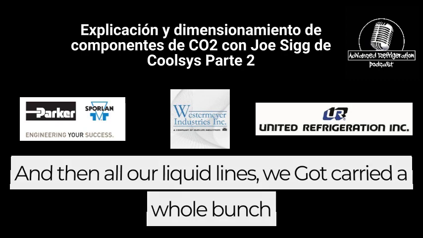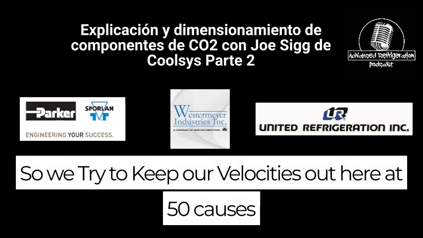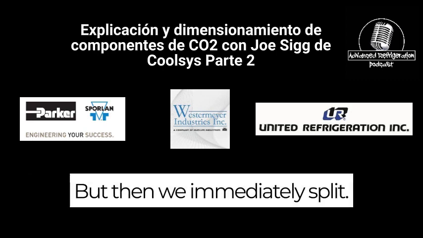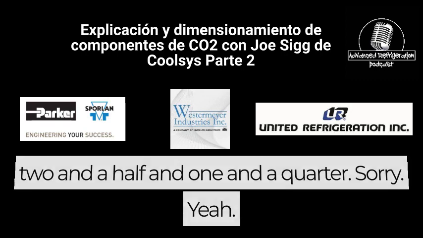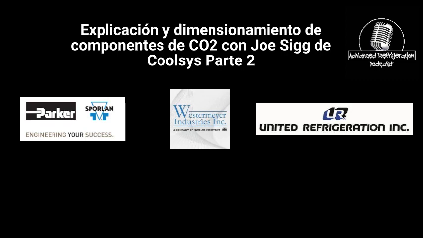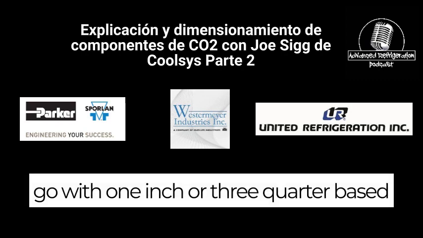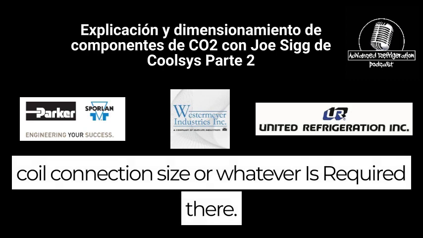And then on our liquid lines, we've got to carry a whole bunch of liquid out. So we try to keep our velocities under 50, which causes us to go with the 3-inch line from the main, but then we immediately split once you get in the building, go to 2.5 and 1.5, or 2.5 and 1.25, sorry. And then for all the coils, we either go with 1-inch or 3/4 based on the coil connection size or whatever is required there.